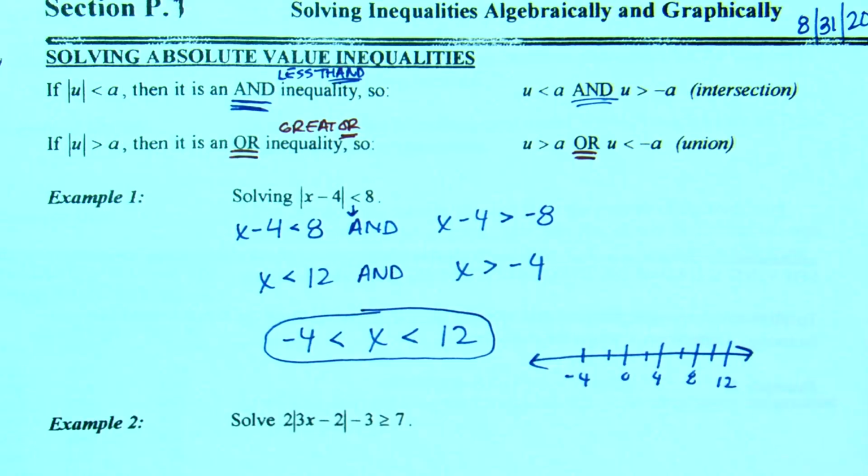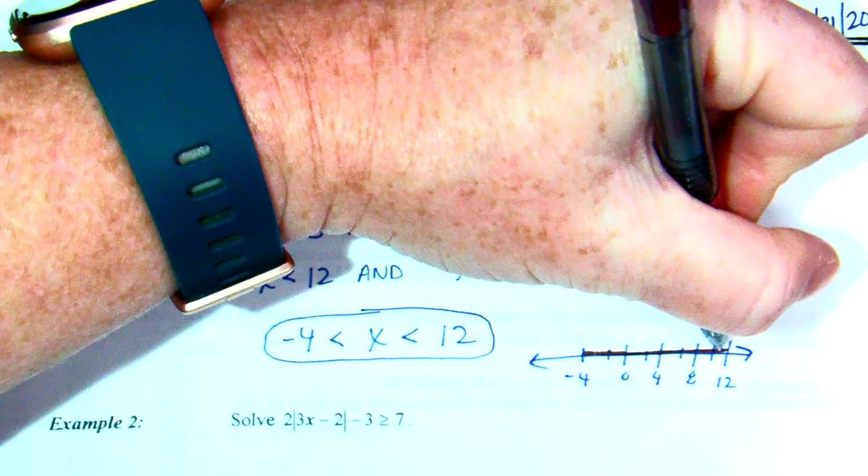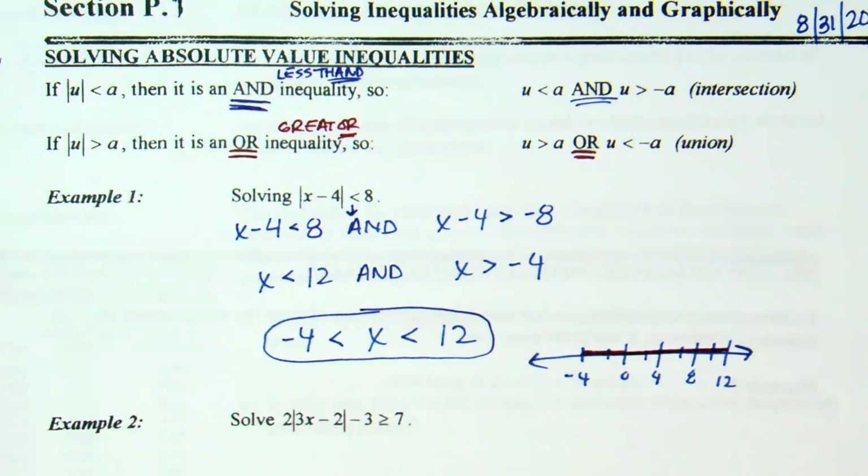What does the graph of negative 4 less than x less than 12 look like? It's just shaded between negative 4 and 12. Okay, it's less than 12, greater than negative 4. Do we still need to do filled circles and empty circles? Think parentheses or brackets. Parentheses, because there's no equal to.